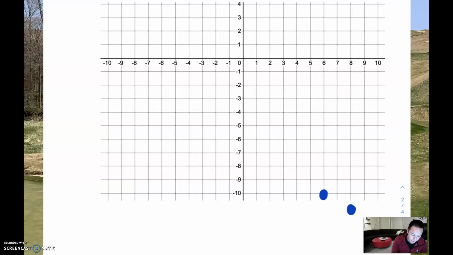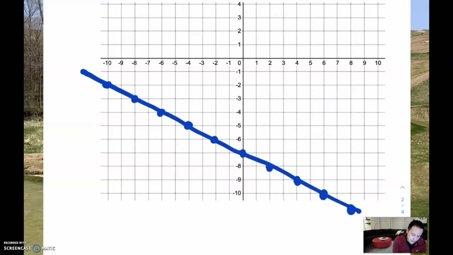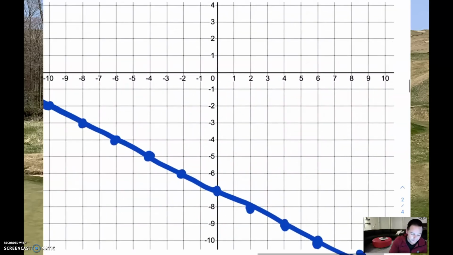We can go up 1 and backwards 2. So we're going up 1 and backwards 2. That takes us here. Up 1 and backwards 2. That takes us here. And let's just, for fun, since we have some time, go ahead and fit as many dots as we can by going up 1 and backwards 2. So this is the line that meets that criteria. It has a slope of -1/2, and it went through the point 6, -10.